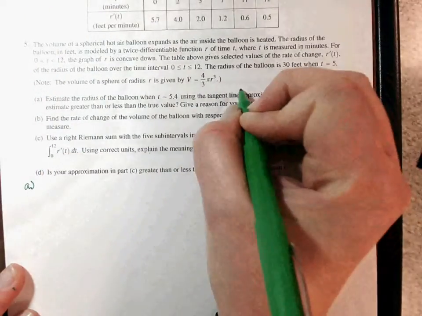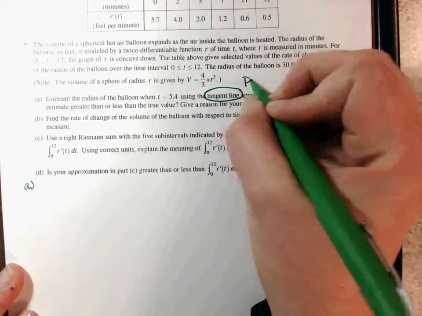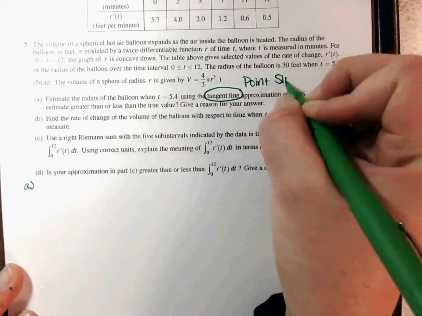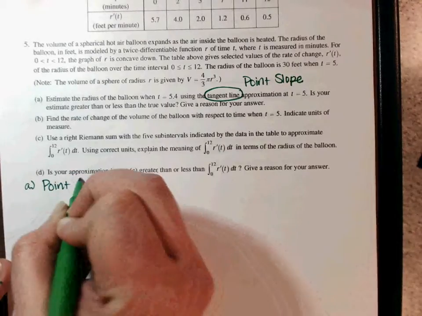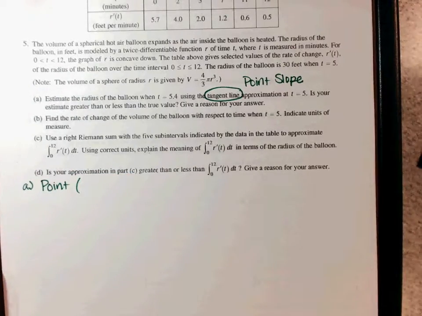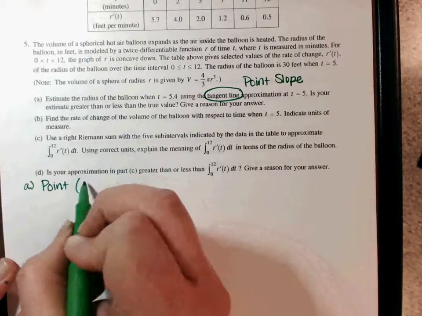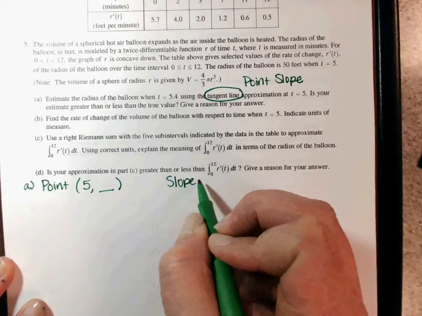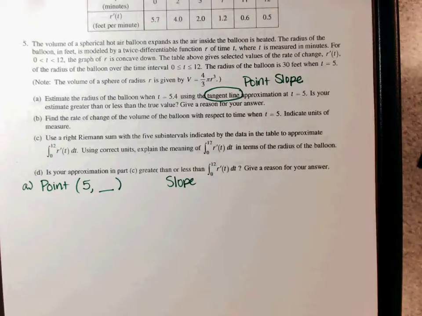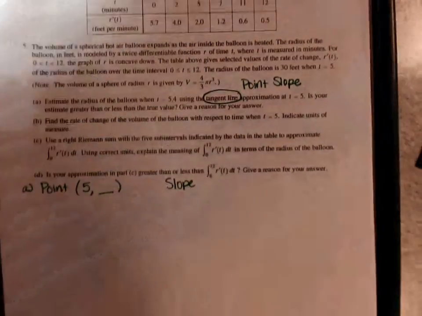Okay, so I see tangent line. I know I need a point and a slope. My point is going to be at what time? 5. Okay, pay attention or you're going to be confused, and I don't want to go over it again, because we only have a short class. So, look at your table.